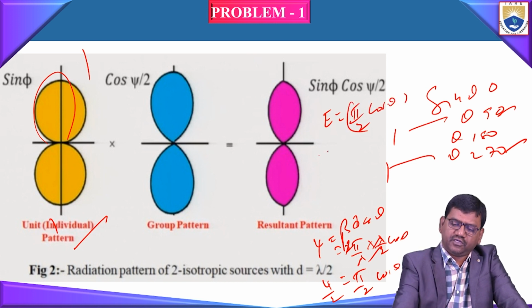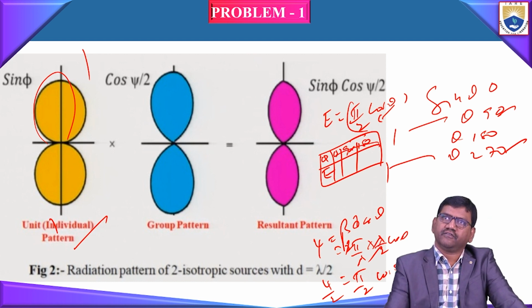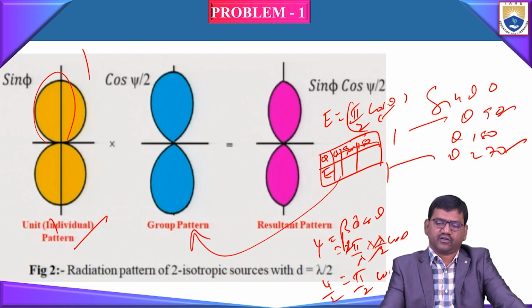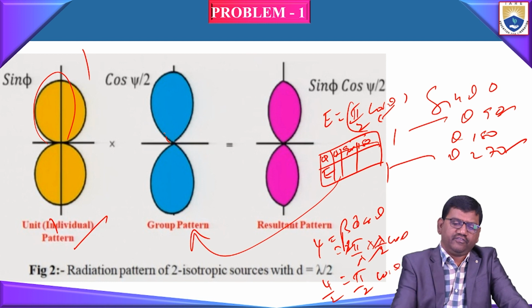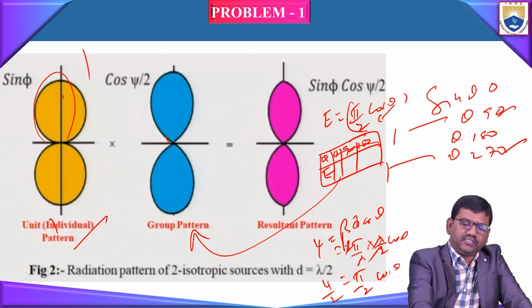For this we need to draw a table and find the values of E for different values of theta, such as 0, 90 and 180. If you draw the radiation pattern, for cos psi by 2 this is the pattern we get. If we multiply these two, this is the maxima and this is the maxima.